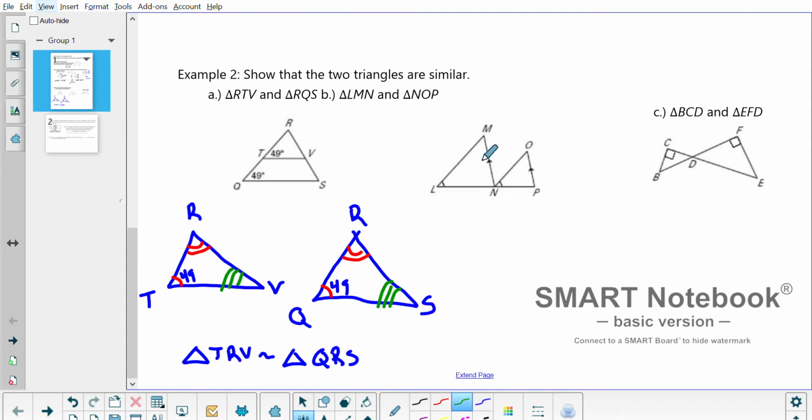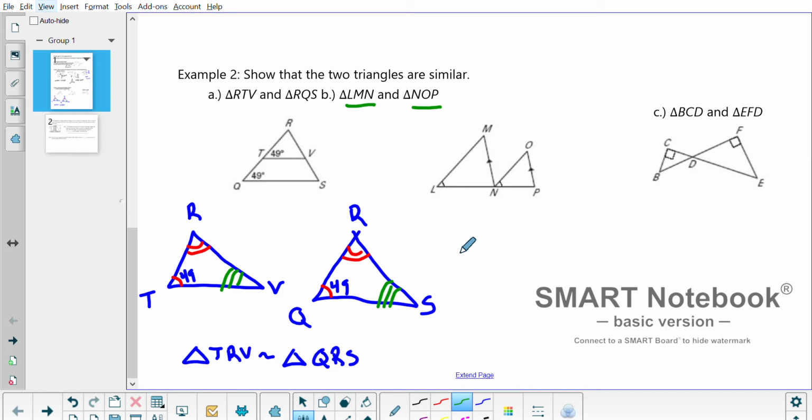So, if we look at example B here, we are trying to say that LMN is congruent to NOP, so they're already facing the right direction. We know or are given that angle L is congruent to angle N. So to use angle-angle similarity postulate, we have to prove that there is one other angle that is congruent. So the giveaway here is we have parallel lines. So since we have parallel lines, we have OP is parallel to MN.